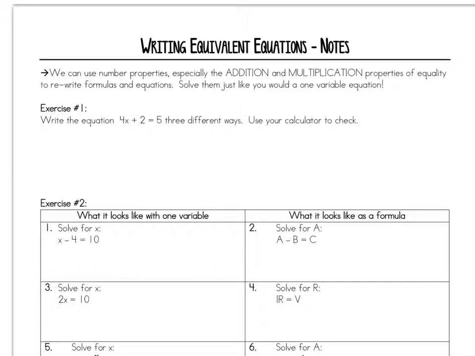Or maybe you do. Maybe you've seen stuff like this before. But most of us, I think, this is going to be a new topic. So we're going to dive into exercise number 1. It says to write this equation, 4x plus 2 is equal to 5, in 3 different ways. And then we're going to use our calculator to check.